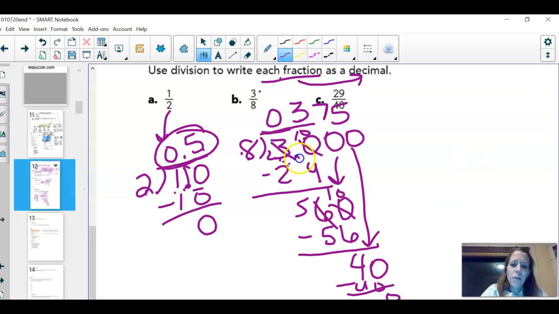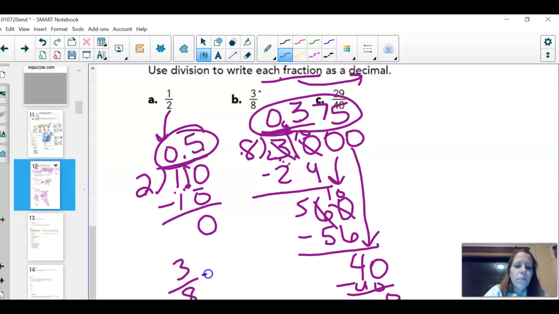I'm going to bring up my decimal. So here's my answer. So 3/8 equals 0.375 or 375 thousandths, okay?